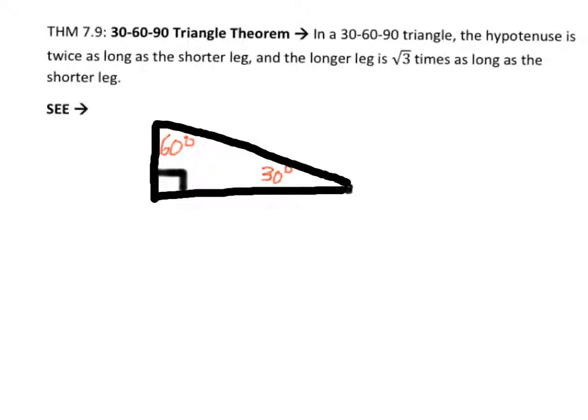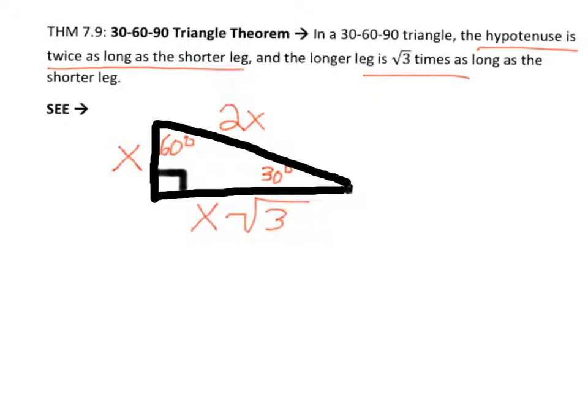We're going to call this short side, this side over here, x. If that side is x, then the result from the theorem up here is that the longer leg is the square root of 3 times the shorter leg. So it's x times the square root of 3. It also says in the theorem that the hypotenuse is twice as long as the shorter leg. So if the shorter leg is x, the hypotenuse is 2x.